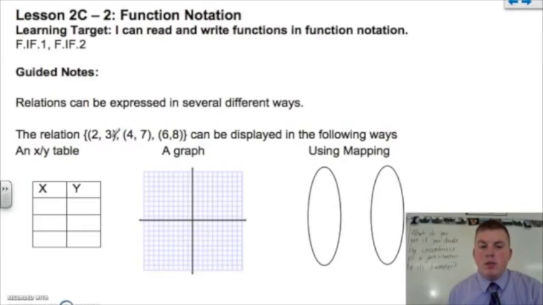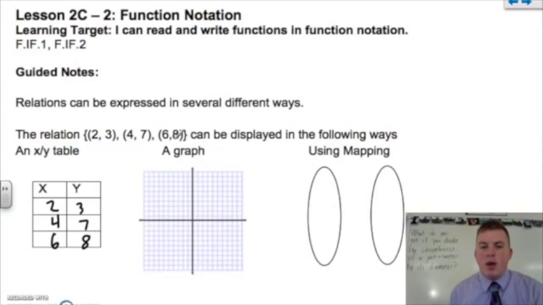We can also display in a couple different ways. You guys are used to seeing XY tables by now. So what we're going to do is we're just going to put our X values into the X column. And we're going to put our Y values in the Y column.